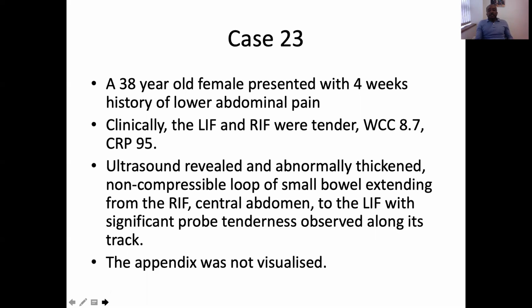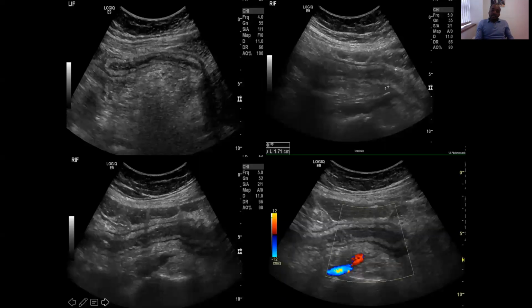Like I said earlier, in our trust, if you don't find the appendix, you tend to send the patient for CT just to make sure it's not appendicitis, which is understandable. So this was the ultrasound image. If you notice here, we used one of our older machines. We used a 4 megahertz curvilinear transducer, and that gave us beautiful images of this bowel loop.